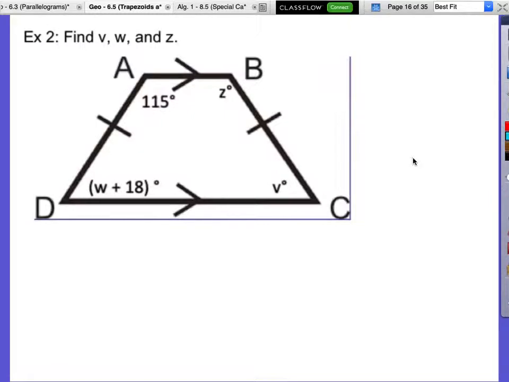Now, what do we know about the 115 and the Z in an isosceles trapezoid? They'd be congruent. What do we call them? A pair of base angles, because AB is a base. It's all about the base. So these would be a pair of base angles. So if this is 115, what's Z going to be?